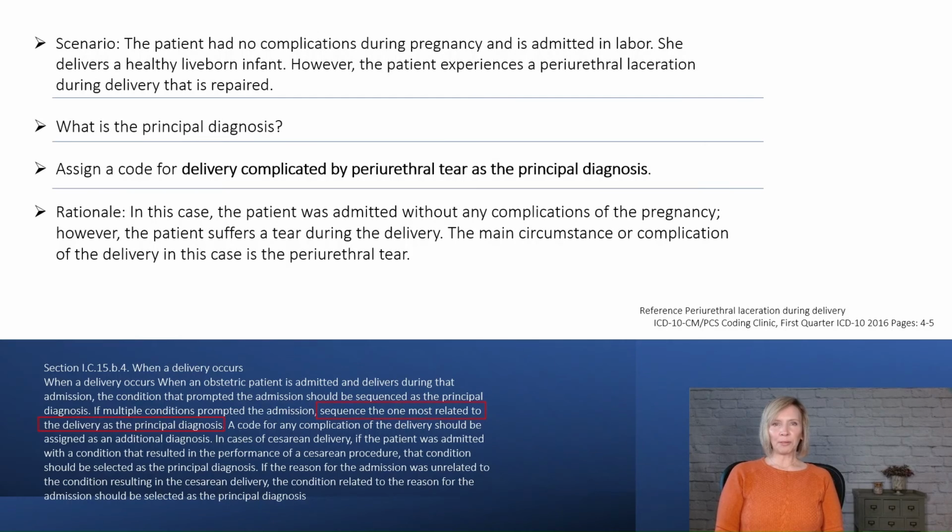In this example from Coding Clinic, the patient had no complications during pregnancy and is admitted in labor. She delivers a healthy live-born infant. However, the patient experiences a periurethral laceration during delivery that is repaired. In this case, we assign the code for delivery complicated by periurethral tear as the principal diagnosis, even though it was not present on admission, because the periurethral tear is the main circumstance or complication of the delivery.